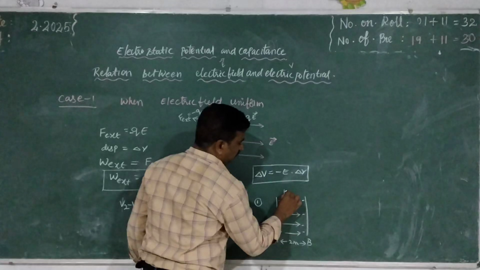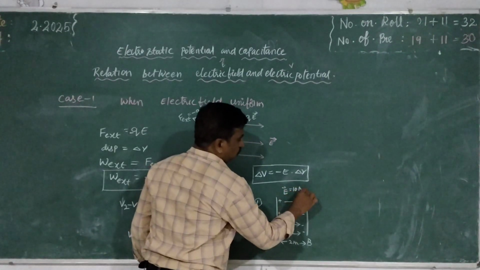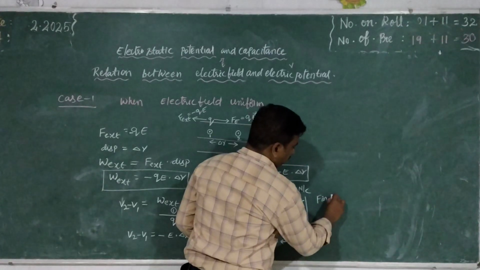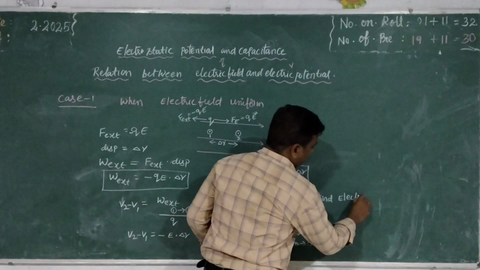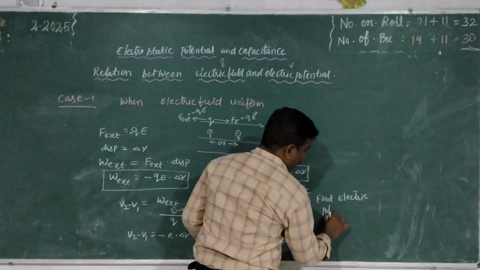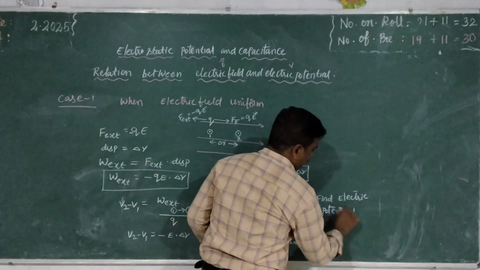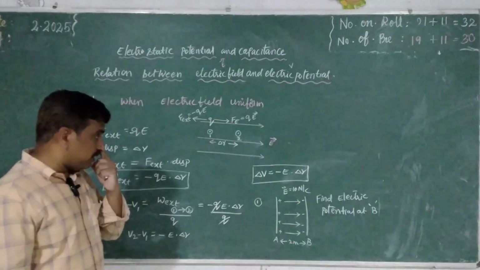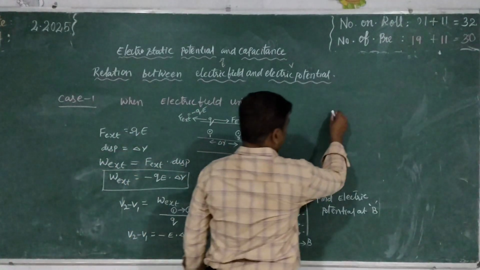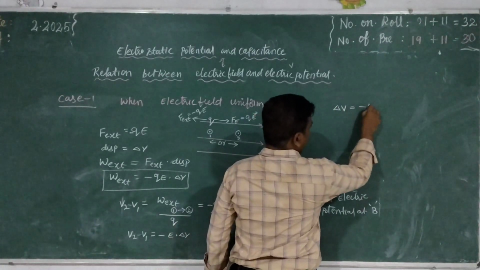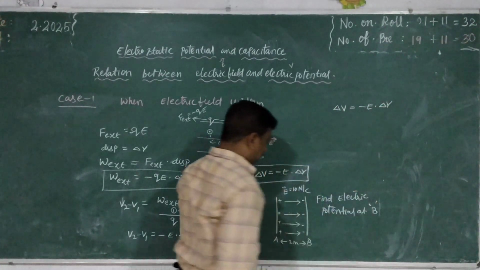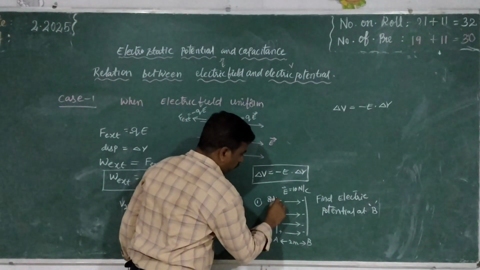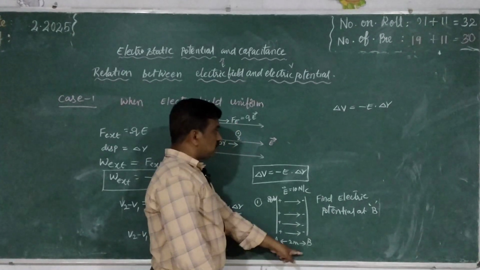What is the electric field here? 10 newton per coulomb is the electric field. So find the electric potential at point B, at plate B. For that, what can we do? We can use delta V equals minus of E dot delta R. Delta V means final potential minus initial potential. The initial potential is 20 volt. We want to find B, so the final is VB.